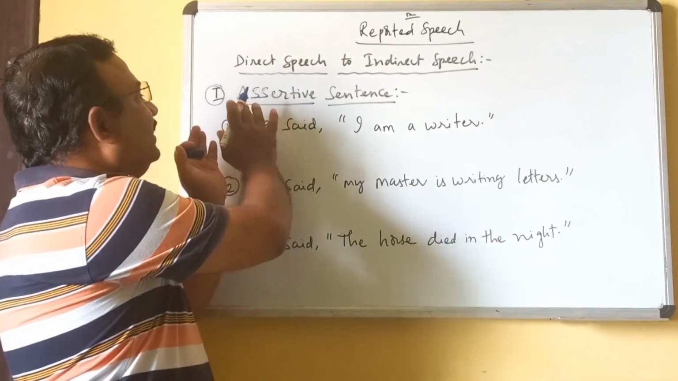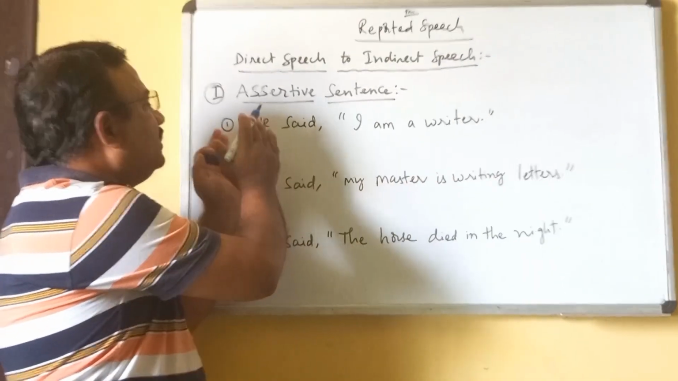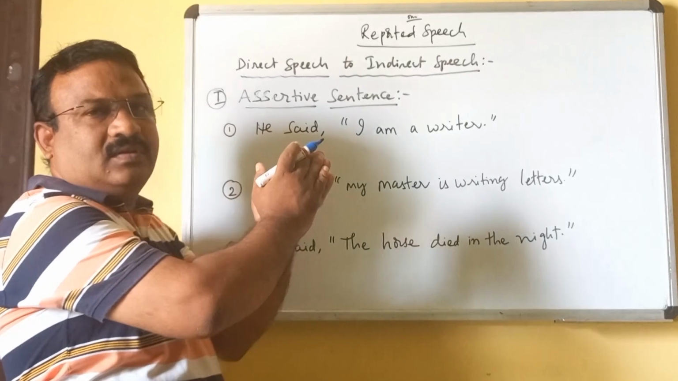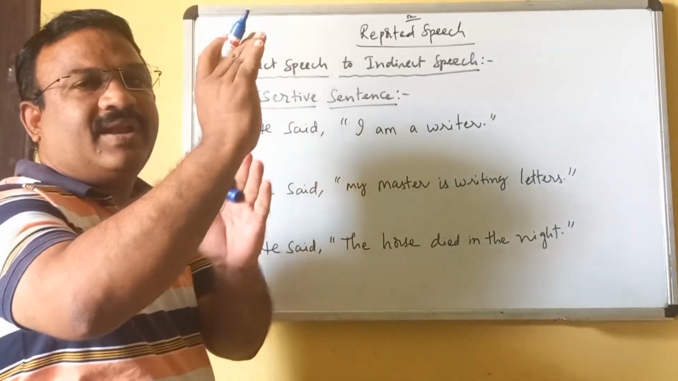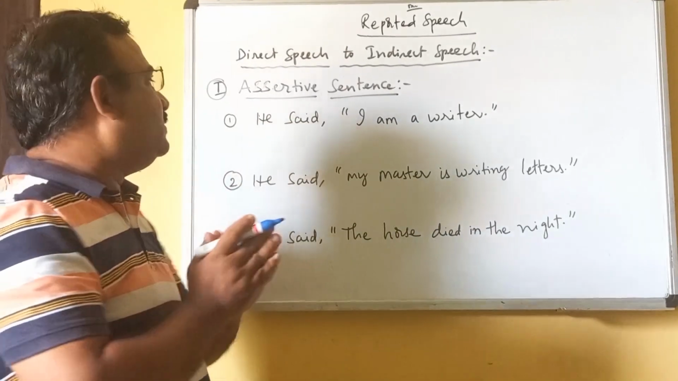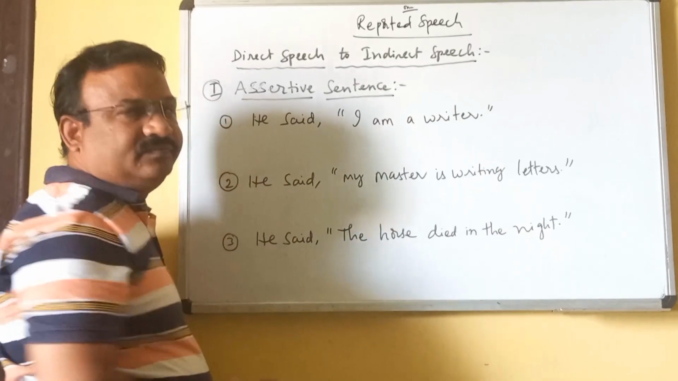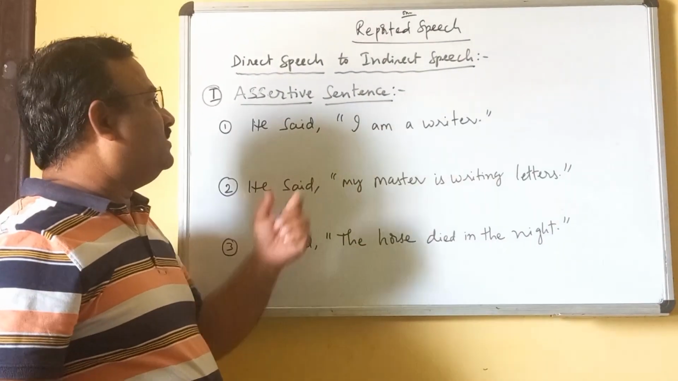Now, in the assertive sentence, how to change a sentence from direct speech to indirect speech. Let us see some examples. Here: he said, I am a writer. Okay, this is a sentence.